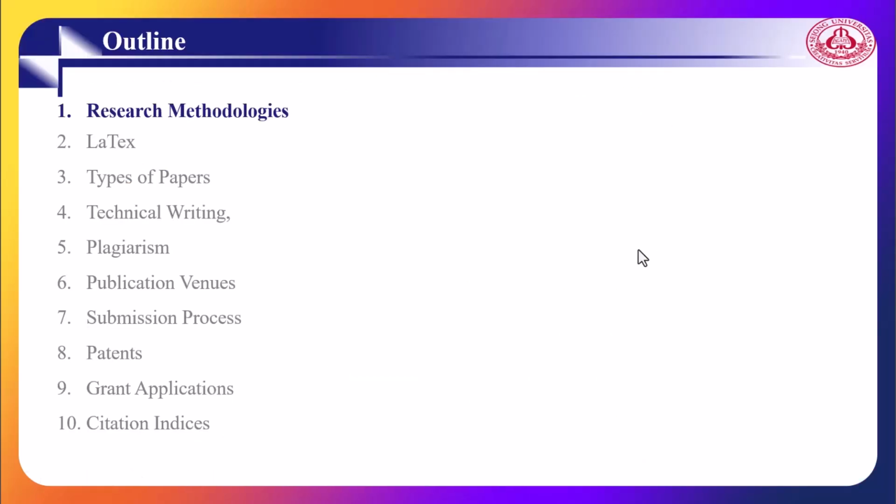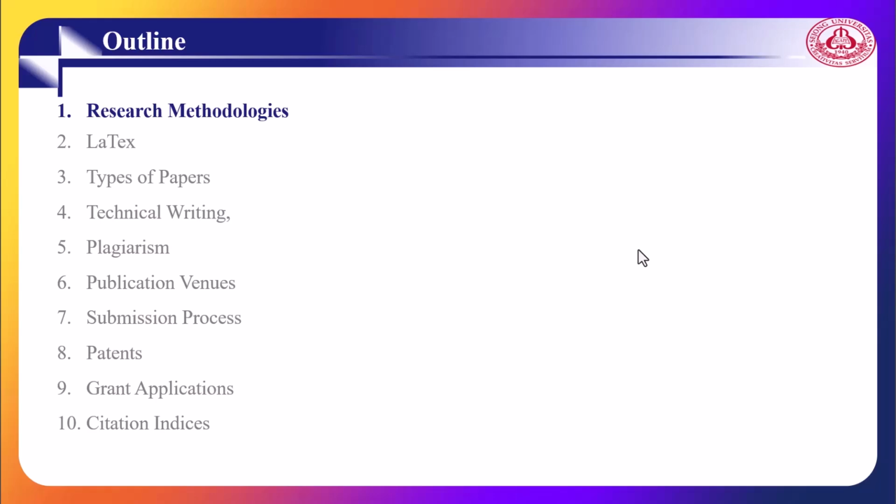In this series of lectures, I want to explain about research. What is research? What are the research methodologies? For writing, I will be talking about LaTeX. Then I will explain different types of papers, technical writing, how to write a good paper, what is plagiarism. Then once you have written one paper, where you can publish it: different journals, conferences, workshops, etc. Then how you submit one paper, what the submission process is, and what will happen after you have submitted your paper. I will talk about patents, grant applications, and citation indices.